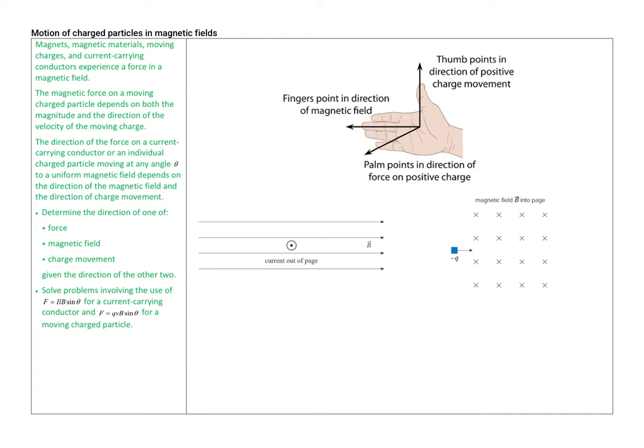So what do you need to be able to do? You need to be able to determine the direction of the force, the magnetic field, or the charge movement, given the direction of the other two. And we need to solve problems using these relationships here, which I'll talk about in a sec.